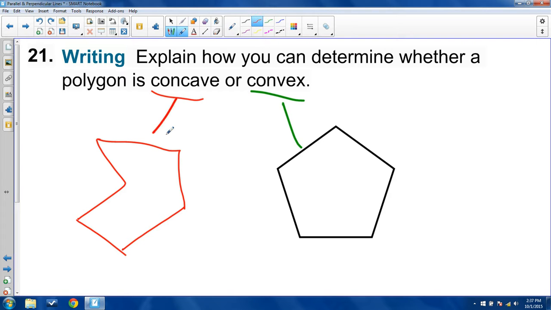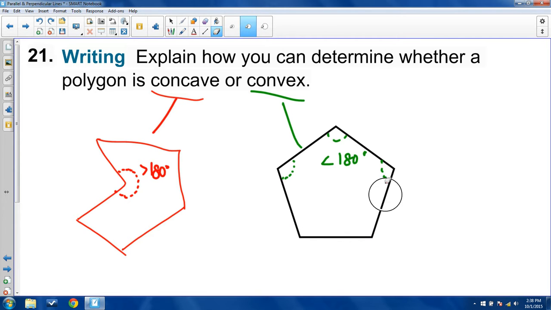Now a concave polygon has a couple of things going for it. A concave polygon will have at least one reflex interior angle, so something that's greater than 180 degrees. Meanwhile, a convex polygon will have all interior angles less than 180 degrees. So that's one way of doing it. The only problem with that is you use the opposite word to help describe it. So that's probably not going to be your favorite definition.